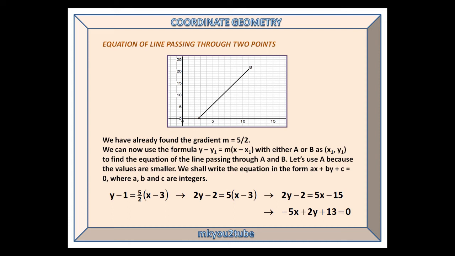We shall write the equation in the form ax plus by plus c is 0, where a, b and c are integers. So y minus 1 is 5 over 2 times x minus 3. Doubling both sides, we get 2y minus 2 equals 5 times x minus 3. Multiplying out the brackets gives us 2y minus 2 equals 5x minus 15. Bringing all the terms to the same side, we get a final equation of minus 5x plus 2y plus 13 equals 0. Note that we could also have had 5x minus 2y minus 13 equals 0.